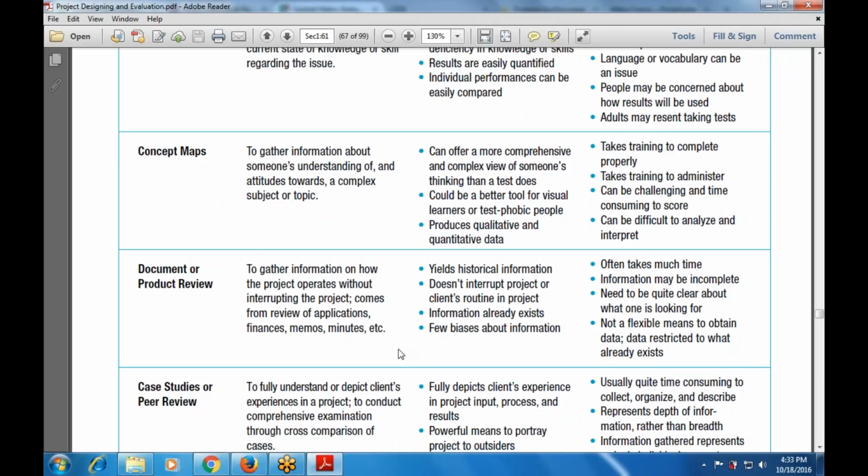It is used for the visual learners. Then it provides qualitative and quantitative data. So whenever we are using the concept map, it can produce both quality-wise as well as quantity-wise data. Then a limitation is that it can take training to complete properly. If training is not given, it is very difficult, and it can be challenging and time consuming to score, and very difficult to analyze and interpret.